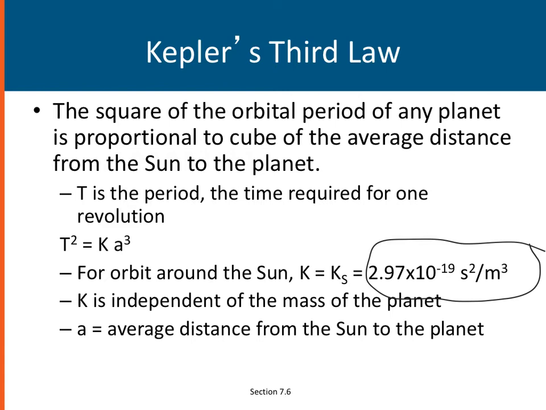K is this number, it's just a constant, but basically it's going to change depending on which sun you're using, which planet you're talking about. So K is independent of the mass of the planet, and I'll give you a more detailed equation in a little bit. And then A is the average distance from the sun to that planet.